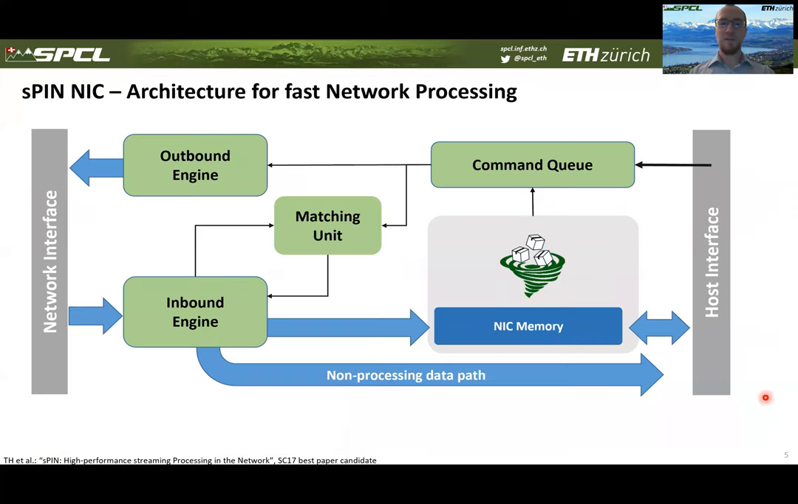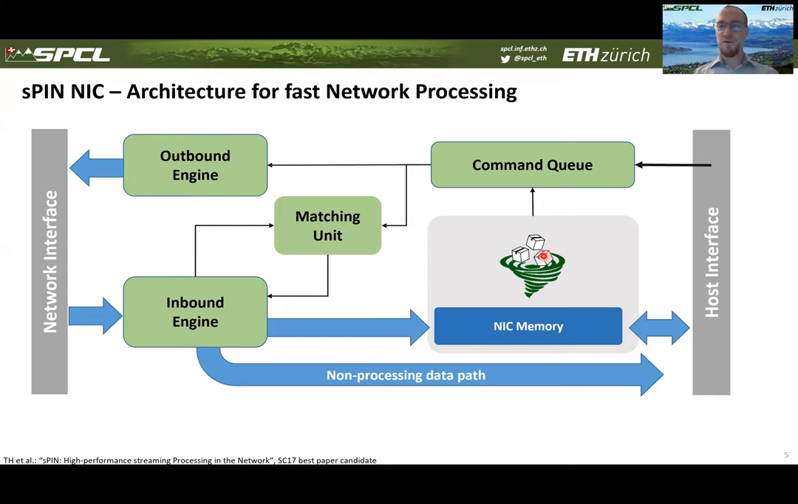So let me quickly give you a little bit more detail of what I actually want to get at. This is an architecture of a network interface card, what we call a sPIN NIC, sPIN network interface card. A network interface card has, of course, a serial interface where packets are coming in or leaving the NIC. And then the inbound engine, in our case, is linked to some kind of matching unit. And the matching unit does nothing but decide whether that packet should go right into host memory, so no processing is necessary, or whether that specific packet that just came in is processed through our NIC compute engine.